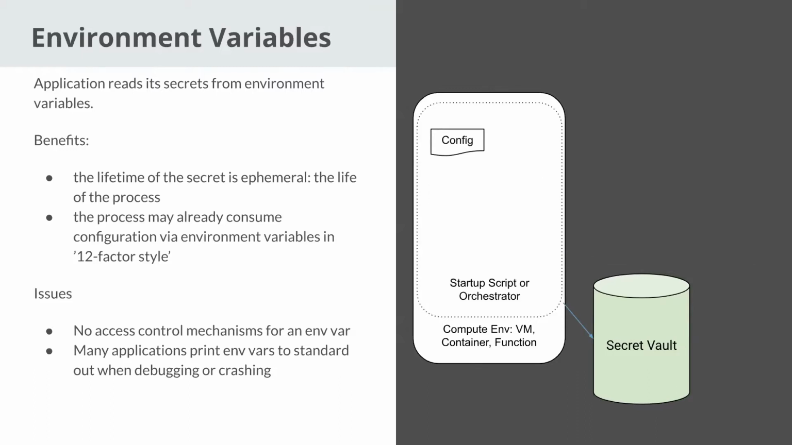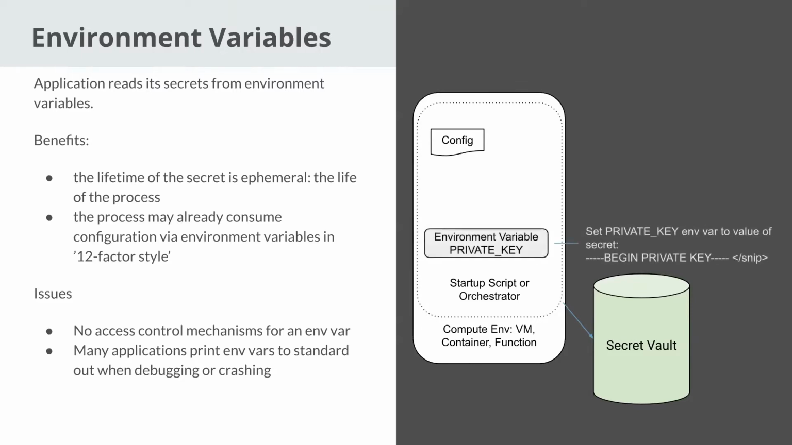Yeah, so we have a startup script. It retrieves some secrets and exports them as an environment variable. Then it starts an application process, and the application can go and do whatever it does. The issue with this is that there are no access control mechanisms, not really, for an environment variable.